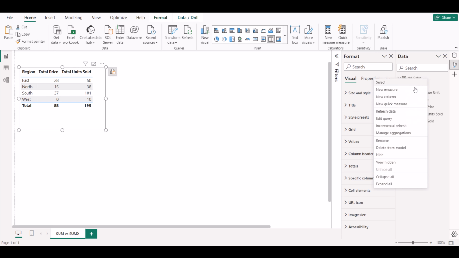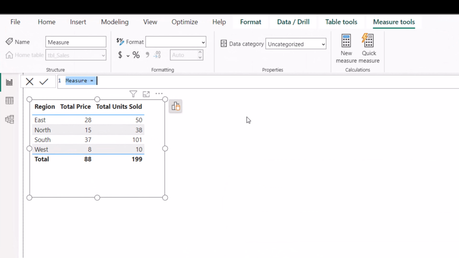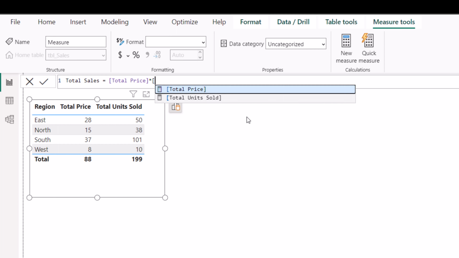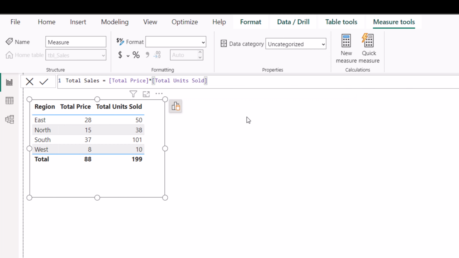If I want to calculate the total sales, that means price multiplied by the number of units sold. Taking a new measure, total sales equals total price multiplied by total units sold, hit enter. So usually people will think to multiply the total price by the total number of units sold. Let's see in action how it differs.